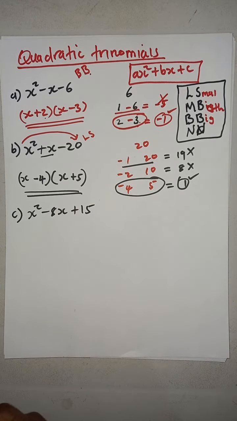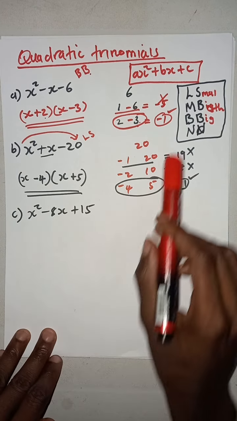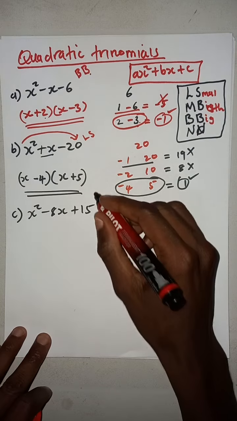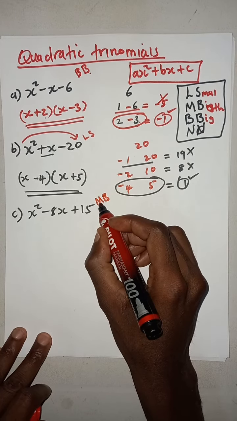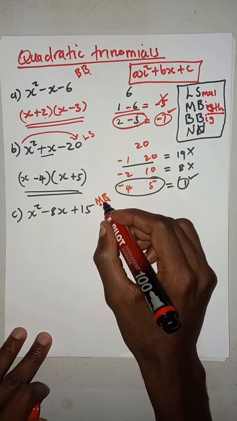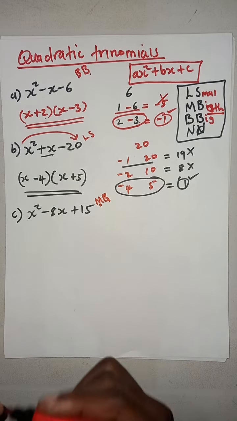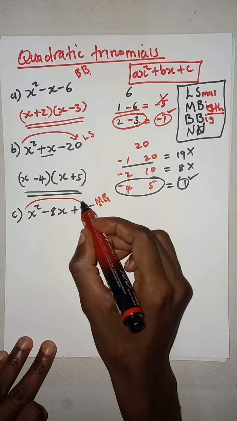Now, first we check. We are having the middle value negative, MB. It means we are going to apply MB: Middle, negative, big. No, that is both. It means both factors should be negative. Straightforward. So therefore, we are going to multiply 1 times 15.